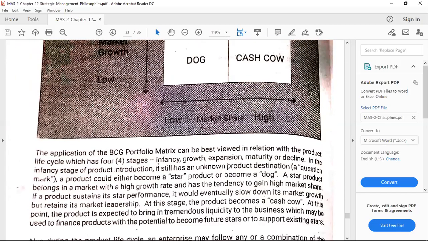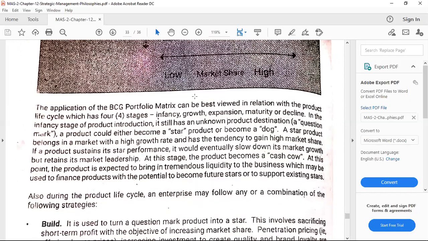So in this particular case, we can see that there are 4 stages, of course, in the product life cycle, as said in life cycle costing: infancy, growth, expansion, maturity, or decline. Maturity is also known as saturation. In the infancy stage, the company and the product is still unknown, so there is a question mark. Then later on, the product could become a star or a dog. So the star has really a high growth rate and there's a high market share. Then it could slow down its market growth, but it retains its market leadership. So it's becoming a cash cow. So that is the maturation stage.